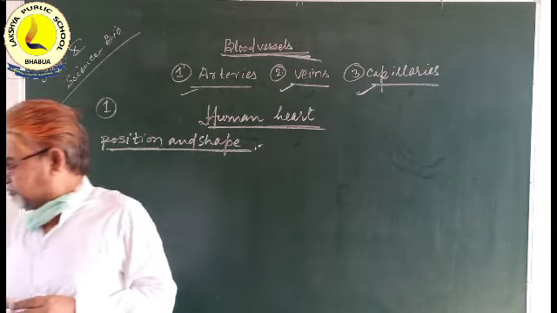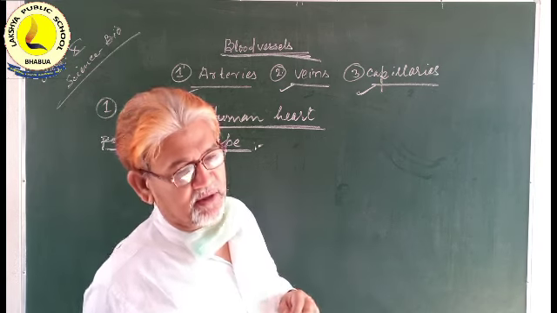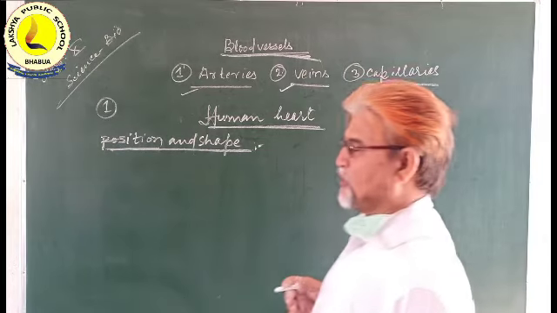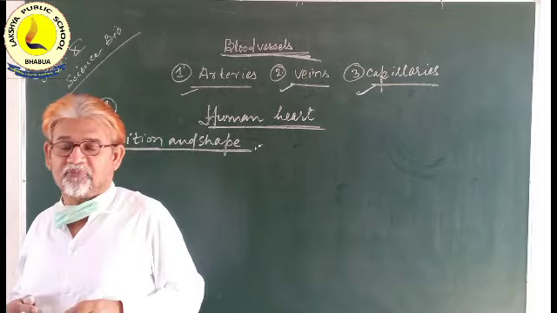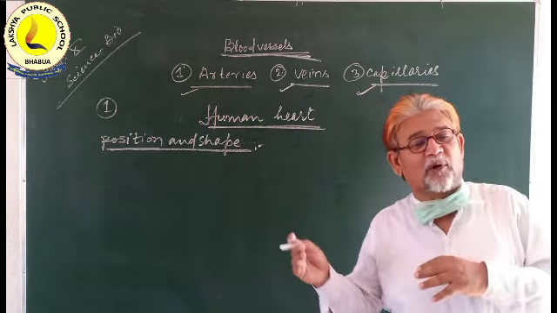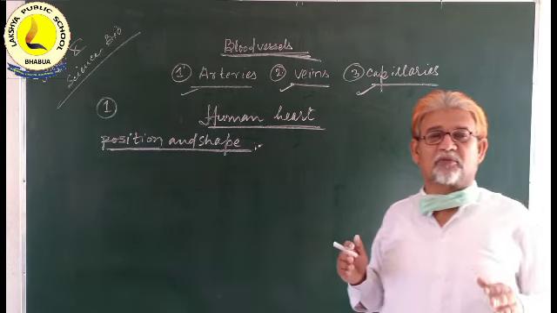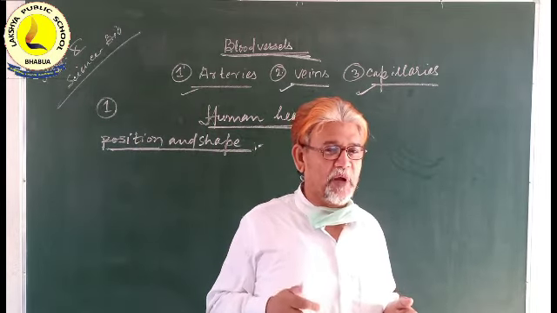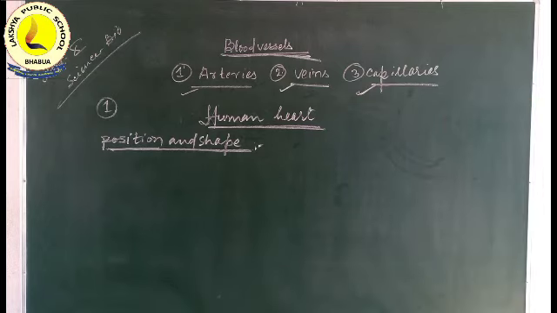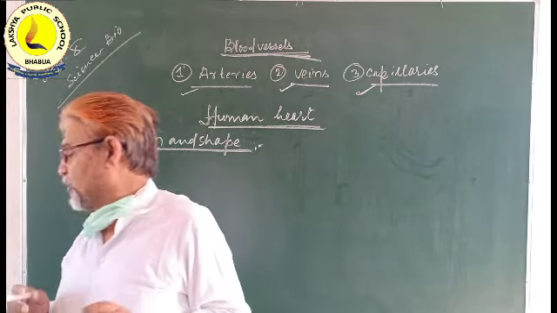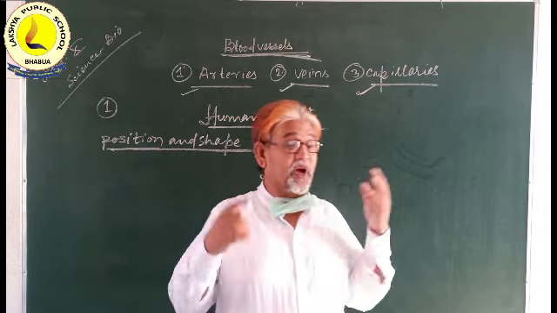I would like to tell you, the human heart is externally covered by a double membrane, and this membrane is said to be the pericardium. This pericardium contains a fluid between the wall of the heart and the pericardium. This fluid is said to be the pericardial fluid, and this fluid and the pericardium protect the heart from jerk and mechanical injury. Now I would like to show you the structure of the heart.